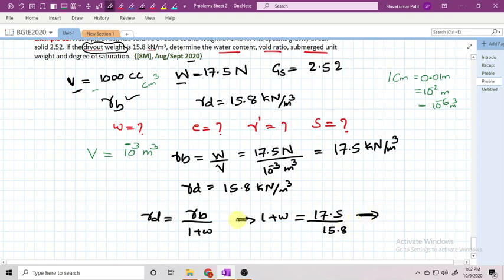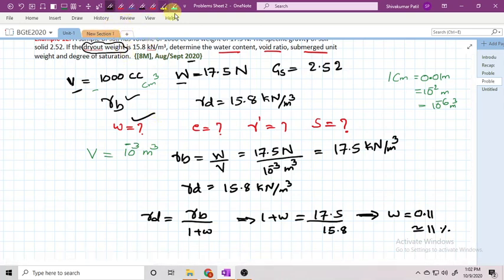This is equal to, my water content should be how much? 0.11. That means 11% is the water content. Okay, so this I got. And this is my first answer.